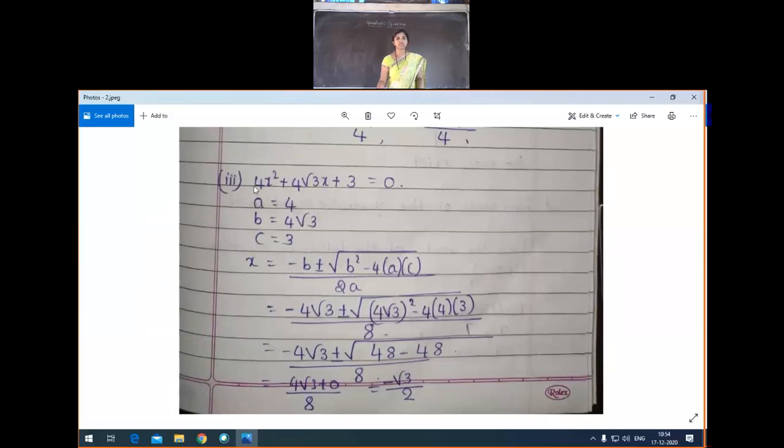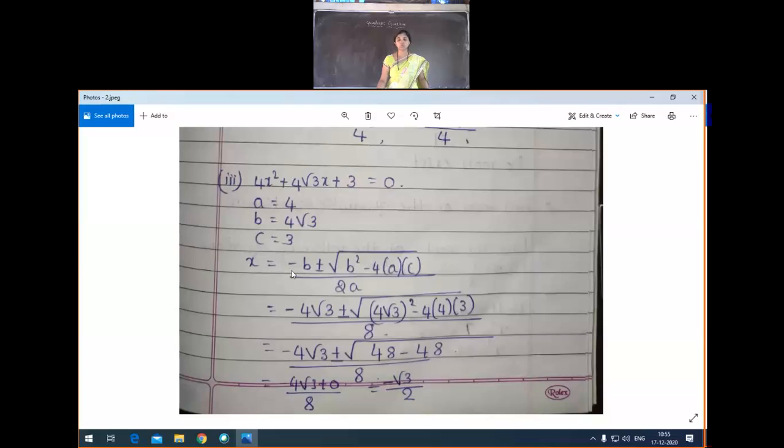Third equation is 4x square plus 4 root 3 x plus 3 equal to 0. So now list out a, b, c values. a is equal to 4. b is equal to 4 root 3, the coefficient of x. And c value is plus 3.